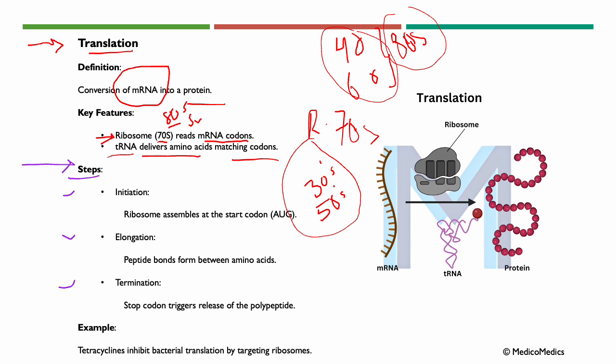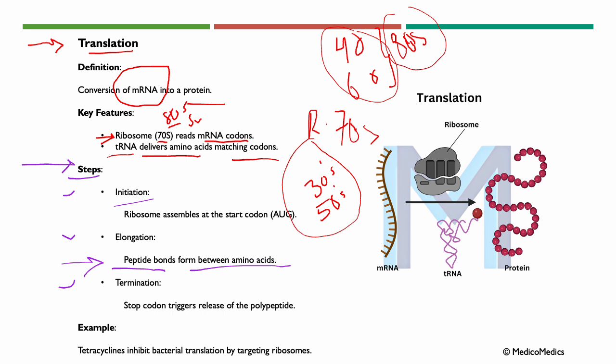Now, let's go back. So, we talked about initiation. During elongation, the ribosomes move along the mRNA, reading codons sequentially. Transfer RNA molecules deliver amino acids, which are joined by peptide bonds, forming a growing polypeptide chain.